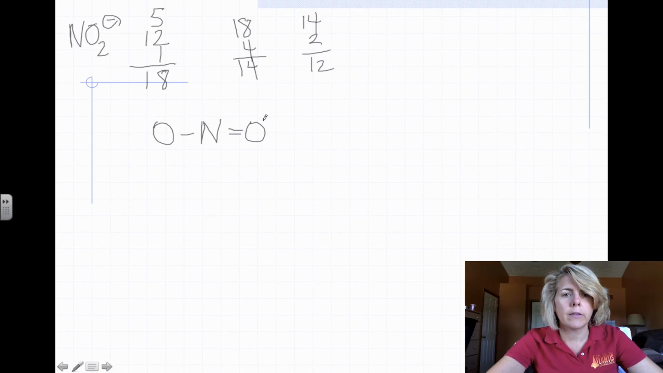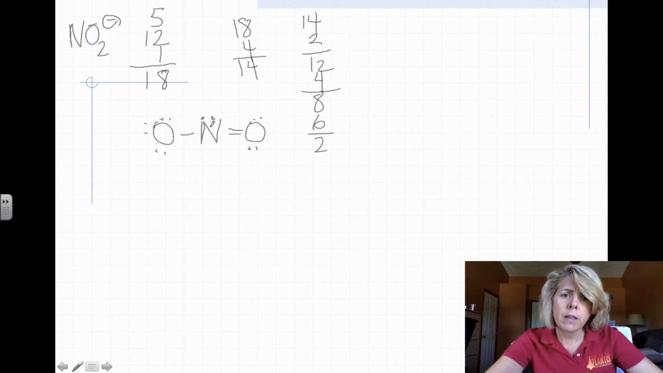Okay, now this oxygen just needs 2 more electrons to be satisfied. So 2, 4, 6, 8. So we're going to subtract 4. And we're left with 8. Now, this oxygen only needs 6 electrons to be satisfied. So if we have 6, we are left with 2. So in this situation, I'm just going to put 2 on top because they're left over. And we've now used all our electrons.